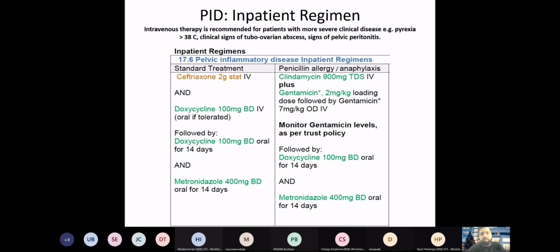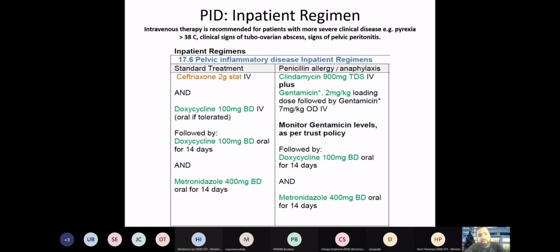So the antibiotic regimen, this is directly taken from the TRUST guideline. Of course, there are more alternatives in the BASH guidelines, which is again where most of the information for this presentation is taken. So this is from the TRUST guideline. As we can all see, there's a standard treatment and the penicillin allergy treatment.